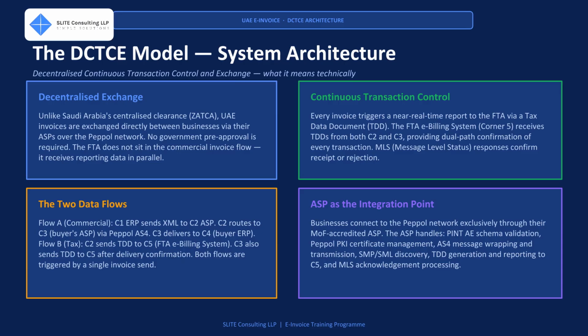There are two parallel flows. The commercial flow moves XML from your ERP through your ASP across the PEPPOL network to the buyer's ASP and ERP. The tax flow has each ASP send a TDD straight to the FTA. Critically, your ASP is your single integration point. They handle schema validation, PKI, AS4 wrapping, discovery, reporting, and acknowledgement. You don't talk to the network directly. Next, we'll look at the corners in detail.